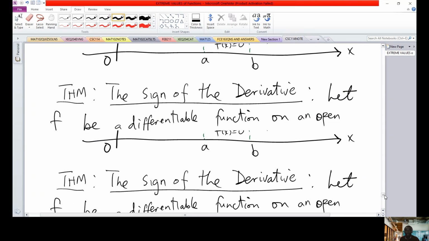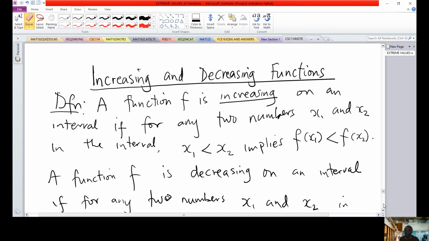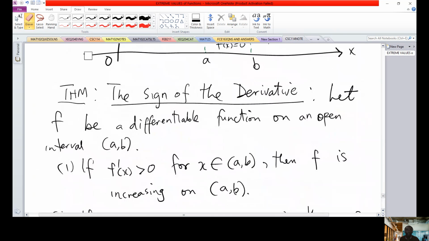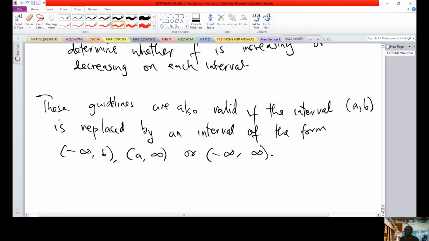So this is the theorem we are referring to in step 3. So in the next session, we are going to do examples on determining intervals of increasing or decreasing for a function. So thank you.